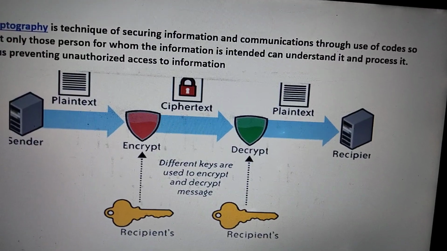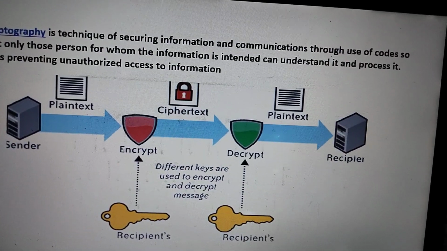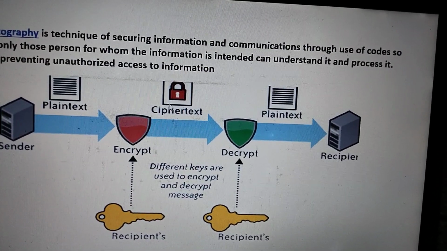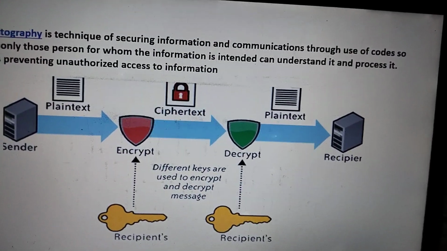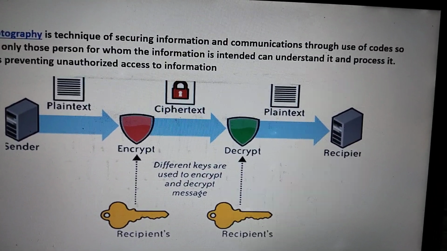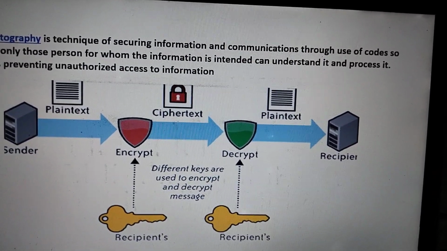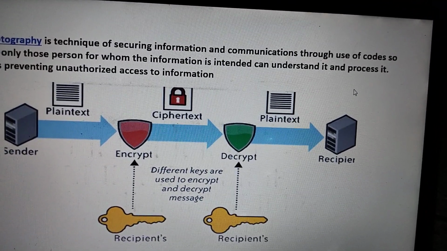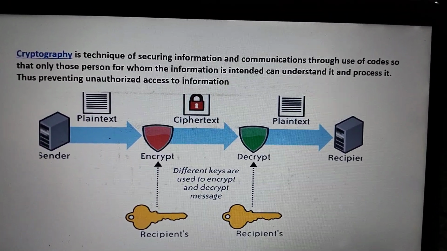Now that it has been converted into ciphertext, the receiver gets the ciphertext and applies the decryption technique. With the help of decryption, the original plain text is recovered by the receiver. In decryption we use certain keys to perform the decryption operation. After decryption, the receiver gets the original plain text, reads the message and understands it. This is the overall basic concept of cryptography.